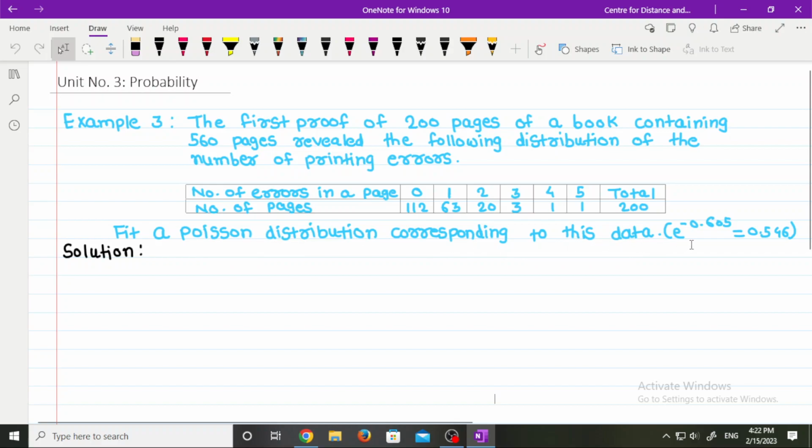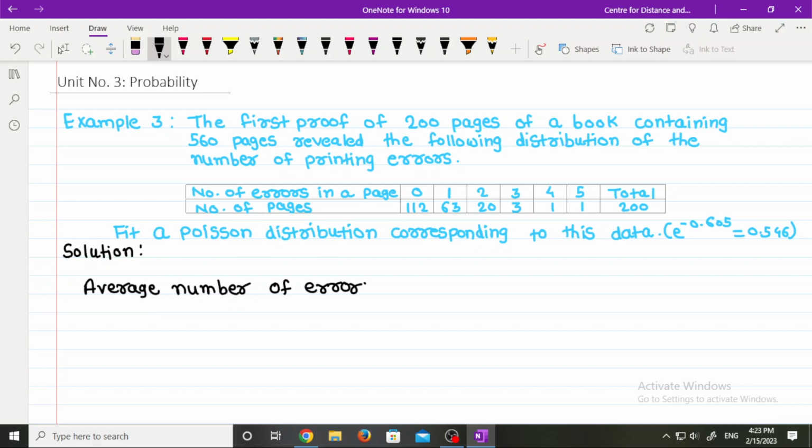And here also given that e raised to minus 0.605 is equal to 0.546. Okay. Now, for the solution, first we have to find out mean, that is value of m. For this, we first find out average, that is average number of errors for page.